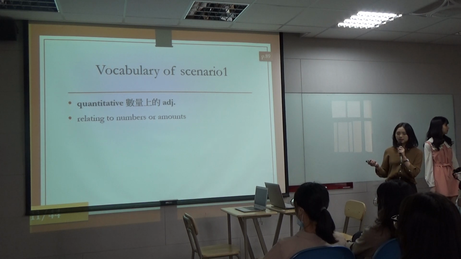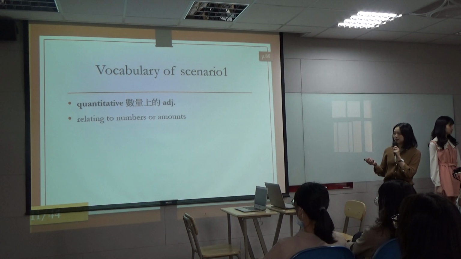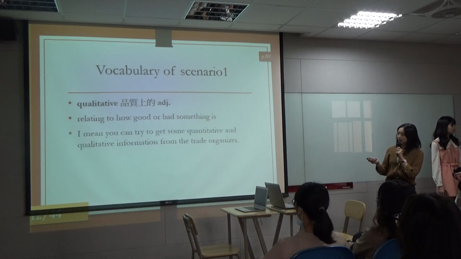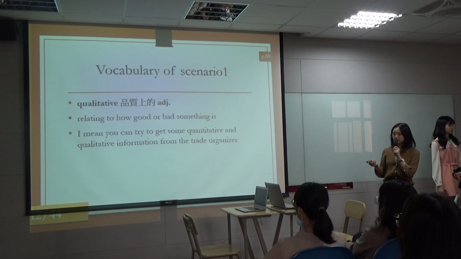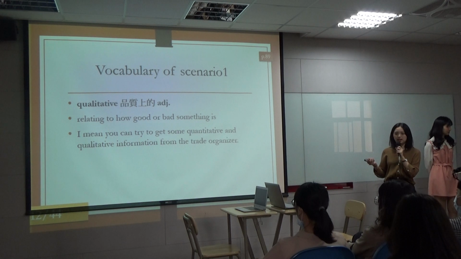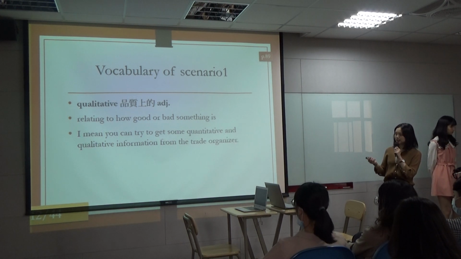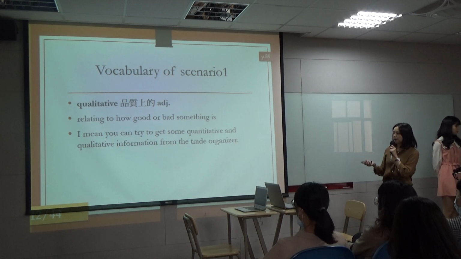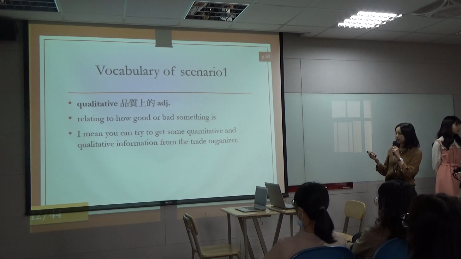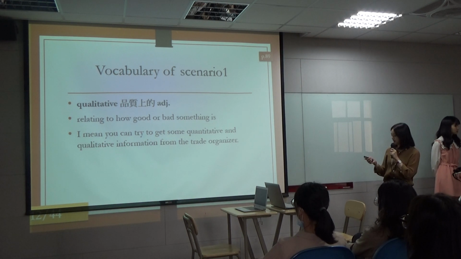Next one is quantitative. Quantitative is an adjective. It means something relating to numbers or amounts. And the next one is qualitative. Qualitative is an adjective, and it means how good or how bad something is. And let's read the sentence together. I mean, you can try to get some quantitative and qualitative information from the trade organizer.